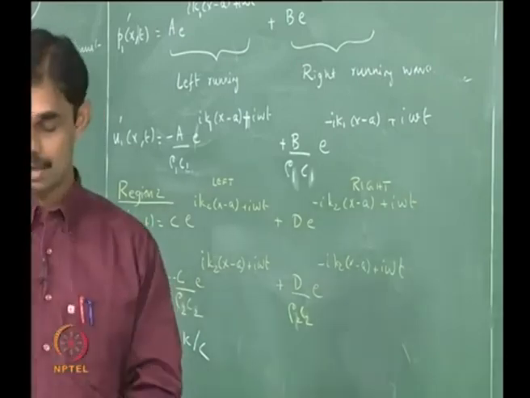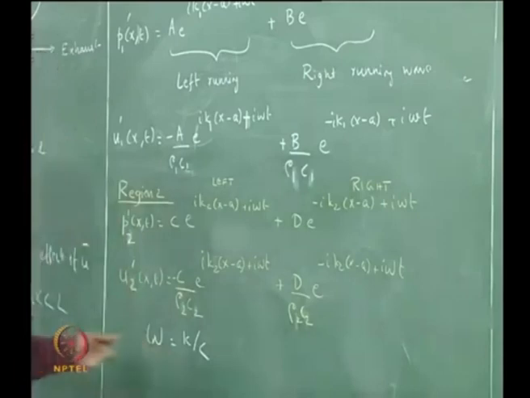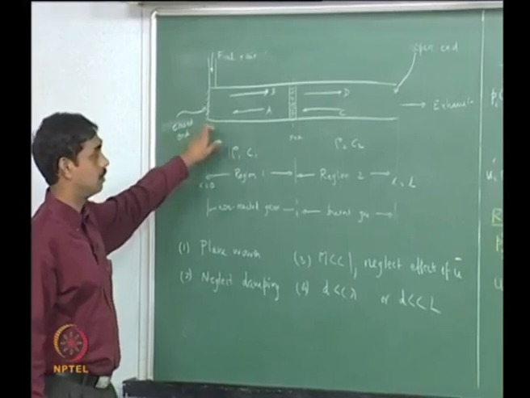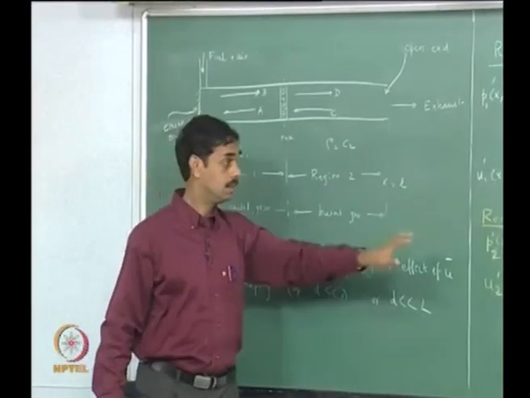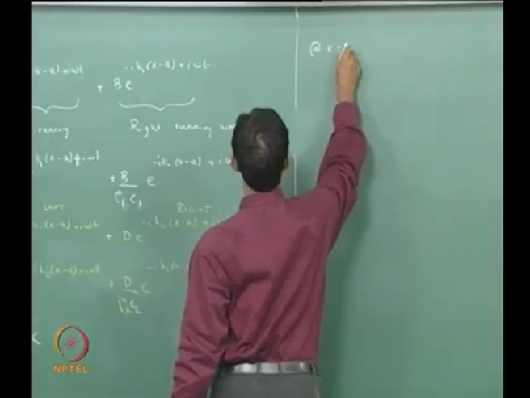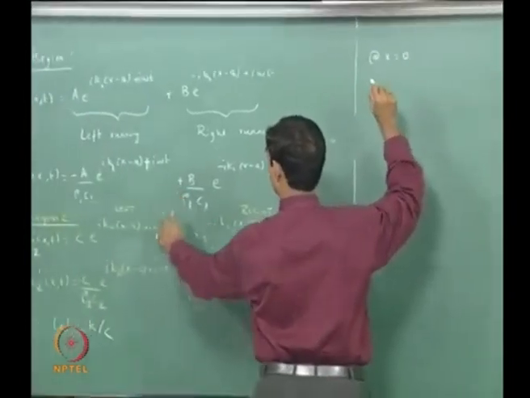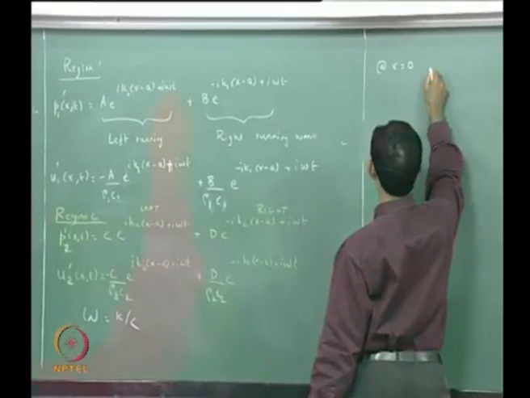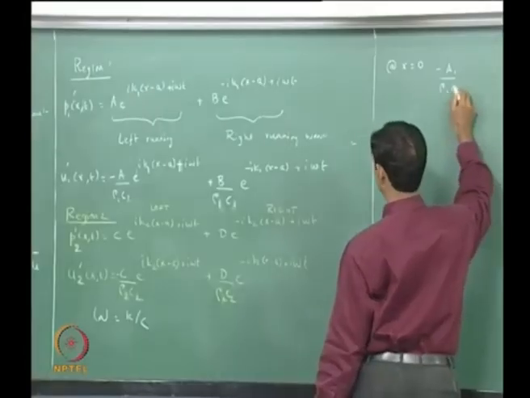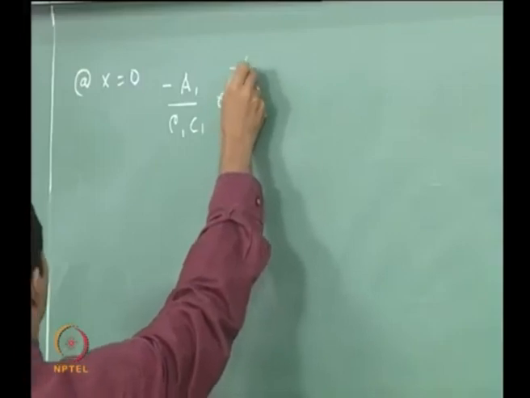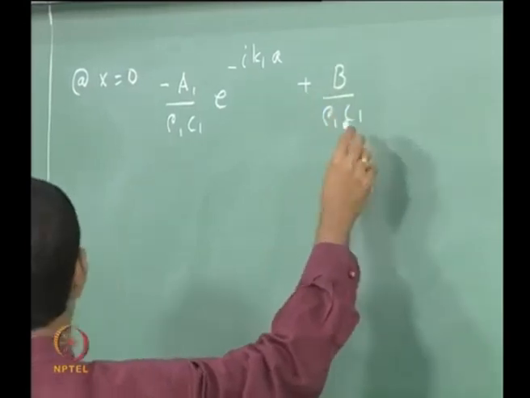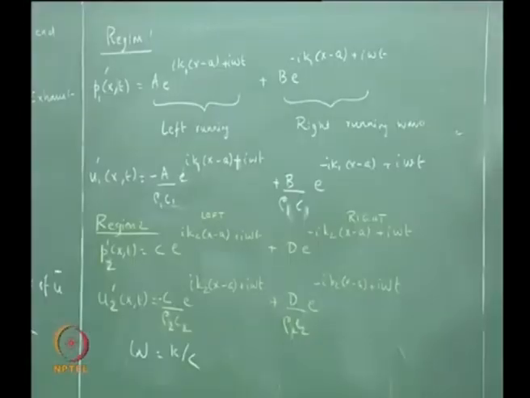So now we need to apply the boundary conditions. We know the boundary conditions are: this is a closed end, so here velocity will be 0, and this is an open end, so pressure should be 0. So we can apply that. Let us say at x equal to 0, this velocity, so it is u1 there, so you will get minus a1 over rho 1 c1 e power minus i k 1 a plus b over rho 1 c1 e power, no sorry, here, yeah, it's okay.